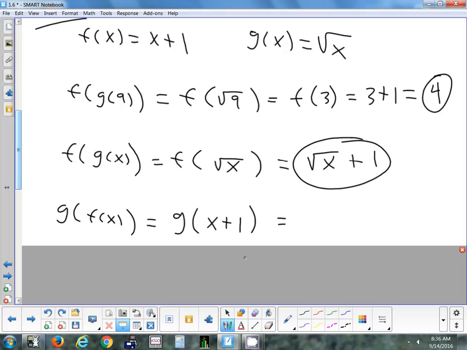Okay, so Alyssa, when I replace the letter in function g with x plus 1, what do I get? Yeah, square root of x plus 1. Even though we pronounce it the same way, it's very different: square root of x, plus 1 on the outside, versus square root of x plus 1 all under the root. Questions on that? All right.